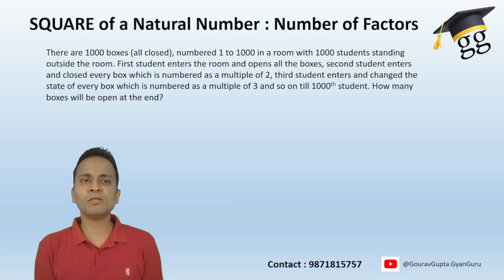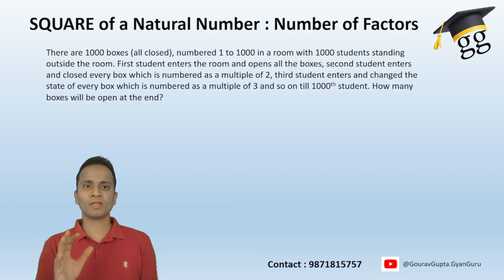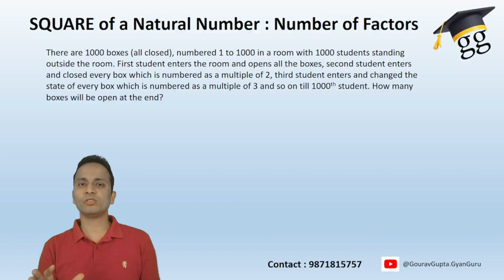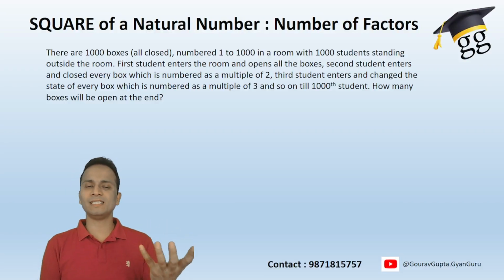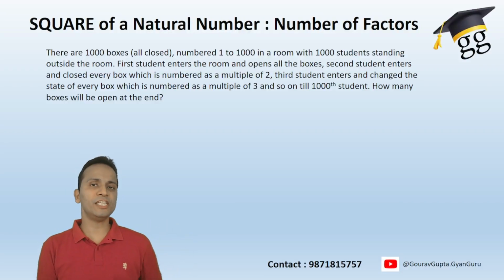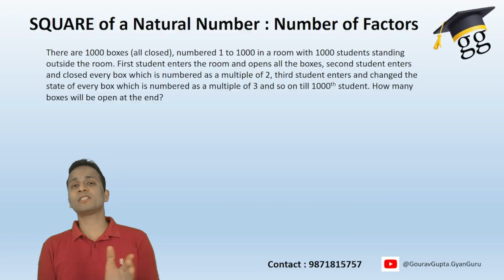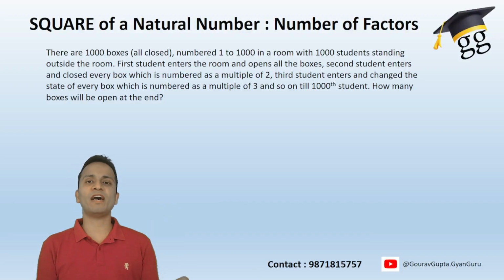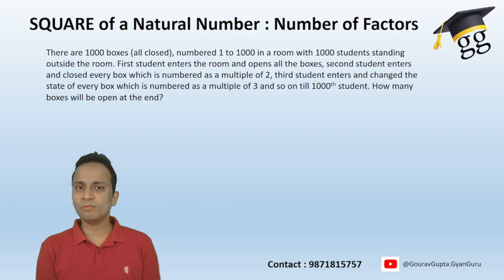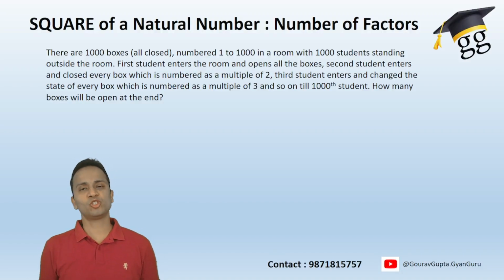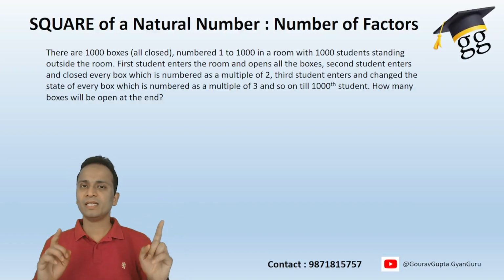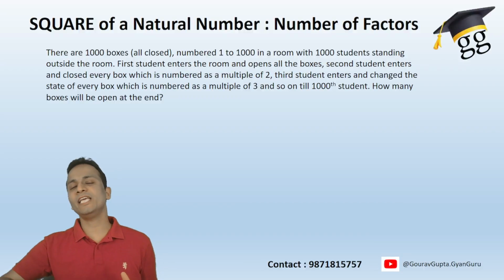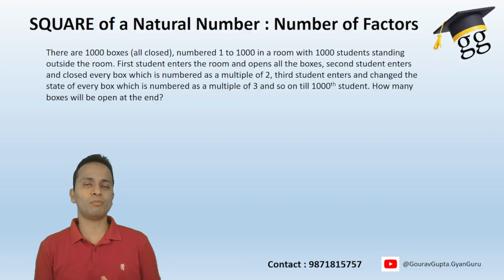There are 1000 boxes all closed, numbered 1 to 1000 in a room with 1000 students standing outside the room. So we have 1000 boxes inside a room. All the boxes are initially closed, and these boxes are numbered starting from 1 up till 1000, right? Now the first student enters the room and opens all the boxes. So originally the boxes were closed. Now the first student enters and he will open all the boxes.